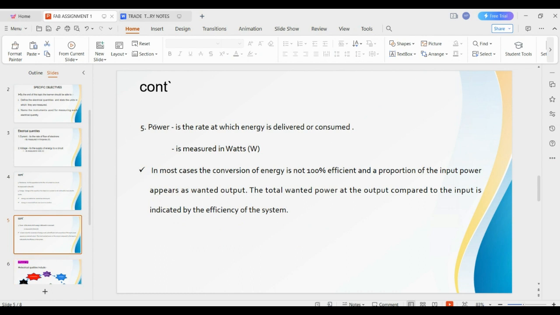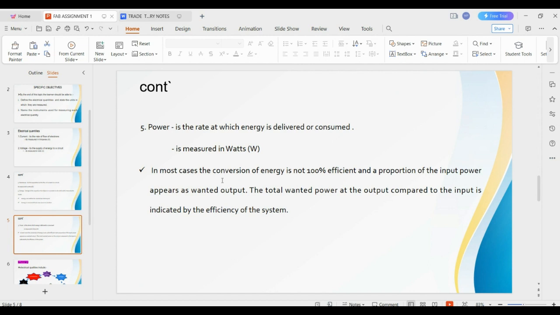The next electrical quantity is power, and power is the rate at which energy is delivered or consumed. It is measured in watts, abbreviated as capital W. In most cases, the conversion of energy is not 100% efficient, and a proportion of the output power appears as wanted output.